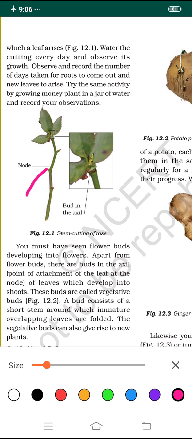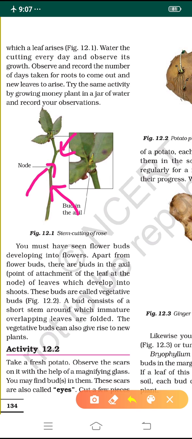You can see here, this is a node. Here is a node, here is a node. At this place the leaf arises. Here you can see, this is the place where the leaf arises. So a node is a place where the leaf arises. Those are called nodes. So these are the nodes.